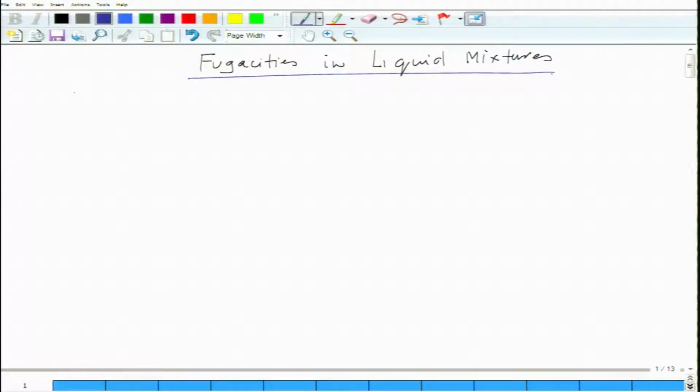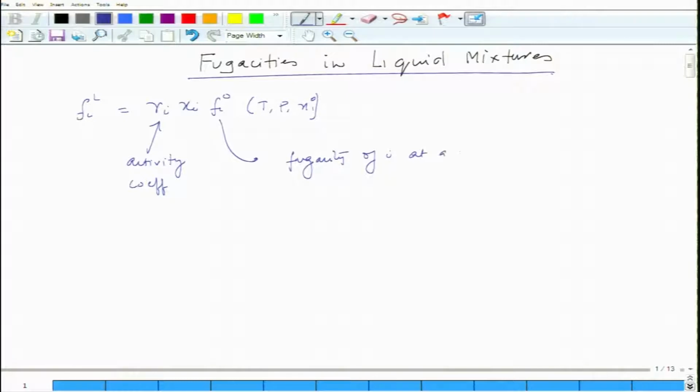So, let me first write down a generic expression of the fugacity in the liquid phase. It is written as gamma_i times x_i times f_i^0, and f_i^0 is a function of T, P and some concentration or mole fraction. Gamma_i is nothing but the activity coefficient, whereas this f_i^0 is the fugacity of i at a standard state. Okay. Now, it is important to understand that gamma_i and f_i^0 are interlinked.